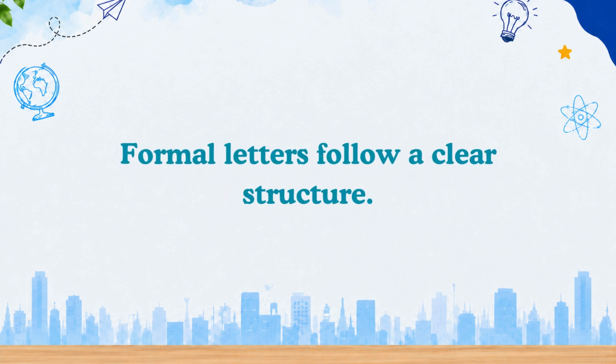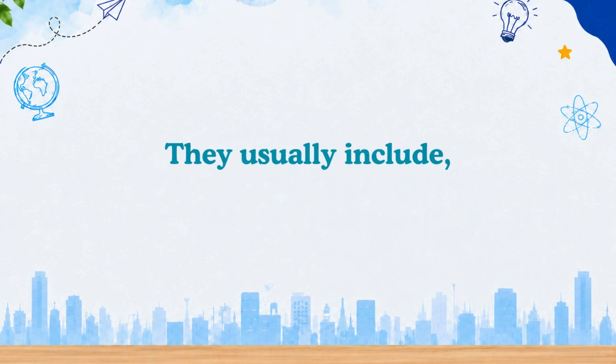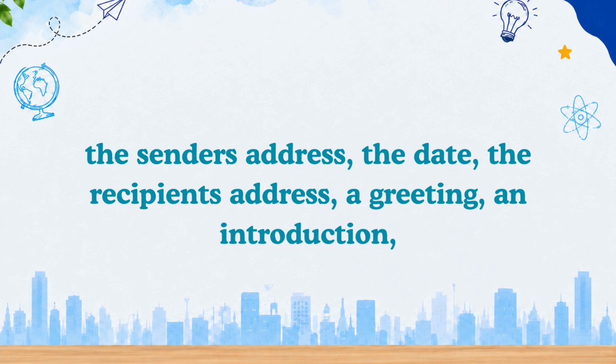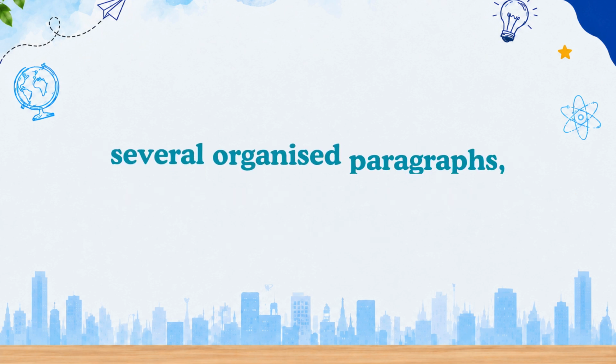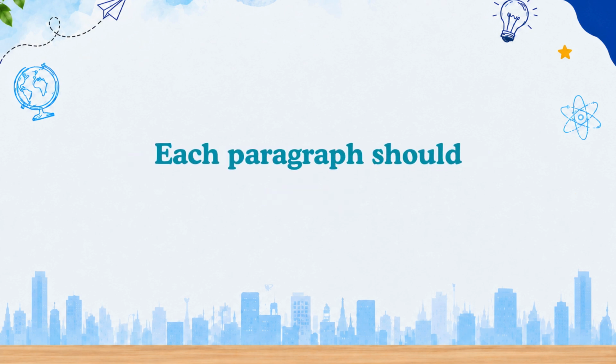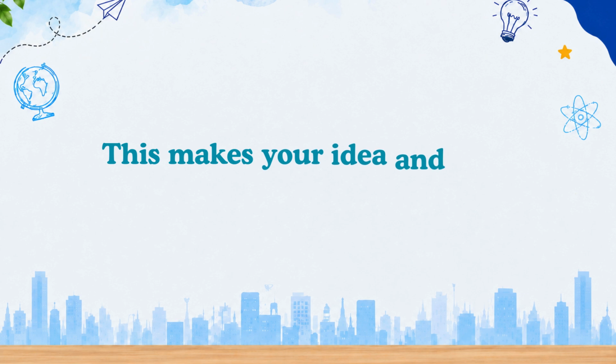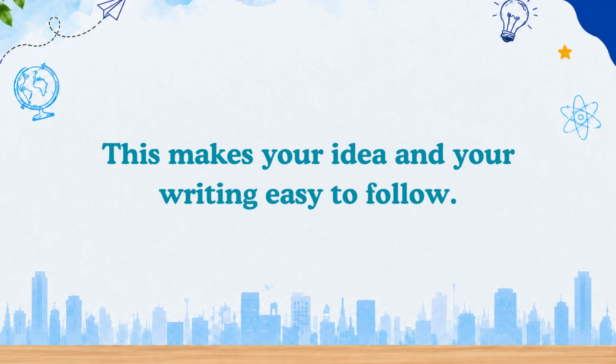Formal letters follow a clear structure. They usually include the sender's address, the date, the recipient's address, a greeting, an introduction, several organized paragraphs, a conclusion, and a suitable ending. Each paragraph should focus on one main idea. This makes your ideas and your writing easy to follow.